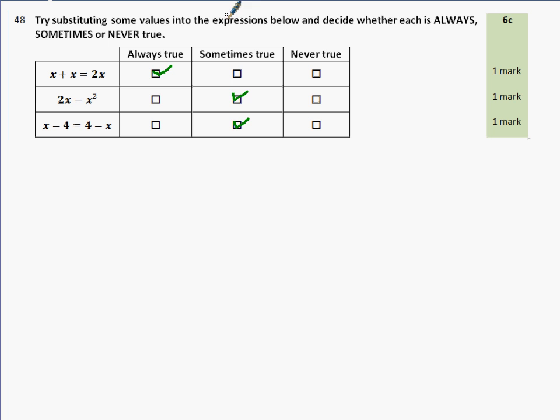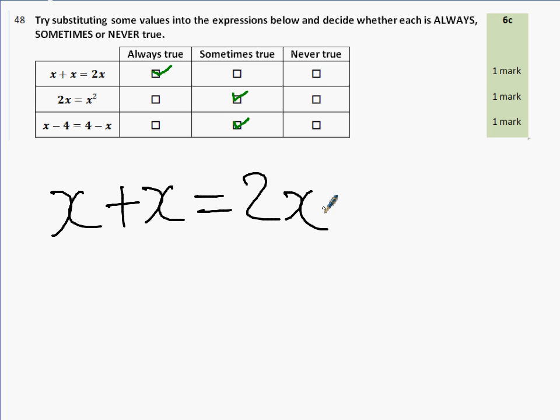Try substituting some values into the expressions below and decide whether each is always, sometimes, or never true. So here we've got x plus x equals 2x. Is that always true? Or is it sometimes true? Or is it never true? Basically, try substituting x for any old number. Let's say 8. 8 plus 8. And over here we would have to do 2 times 8.